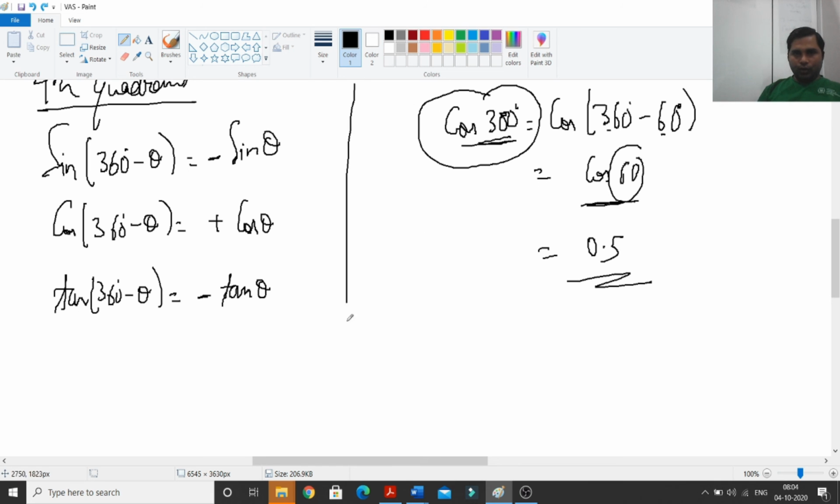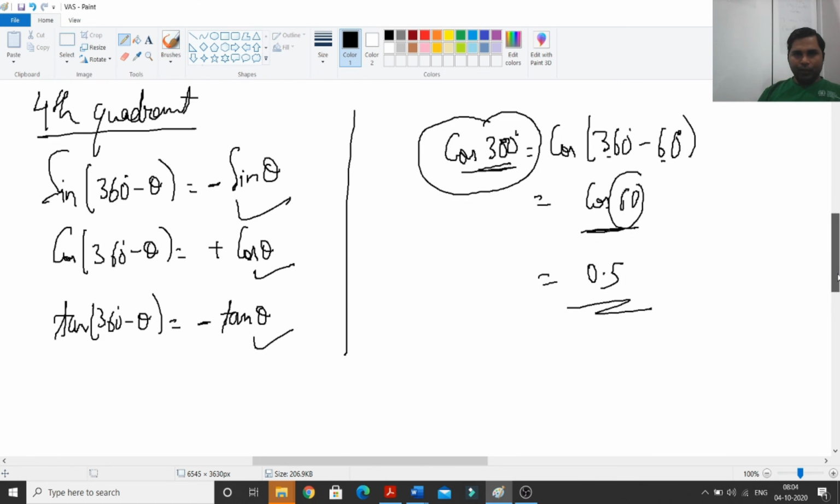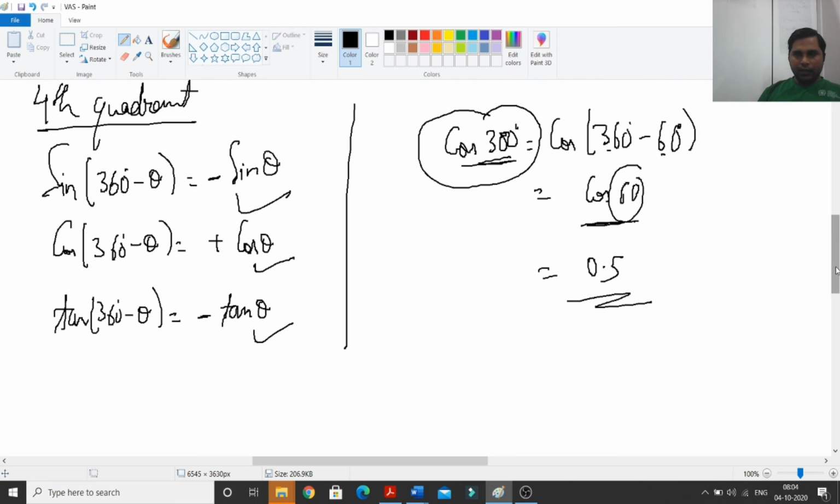So just make sure that you understand these things better. The only thing you need to keep in mind here is which quadrant it is lying in, and we'll check the quadrant and put the negative or positive sign. Okay, hope this is clear. Now in the next video, hope this concept is clear, and now you are ready to solve the problems.